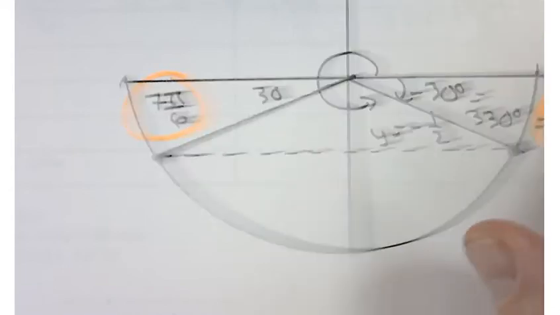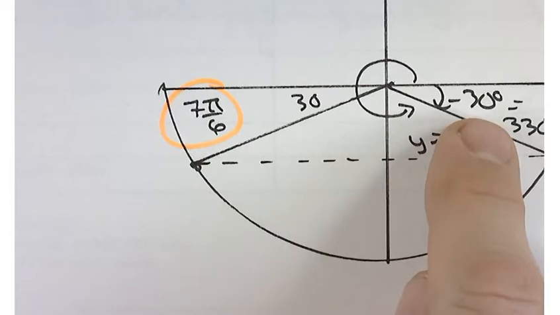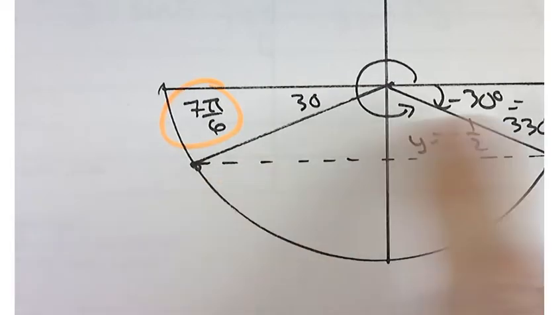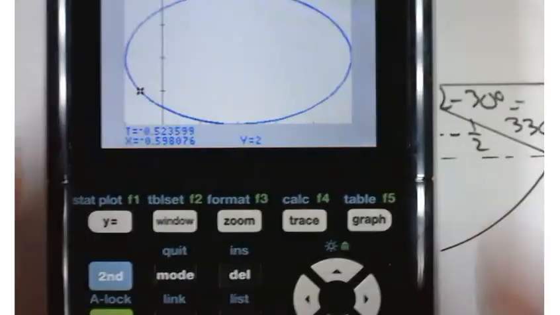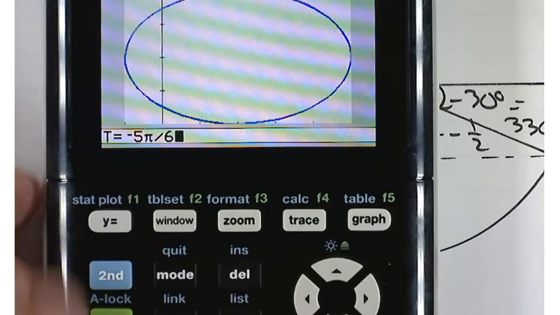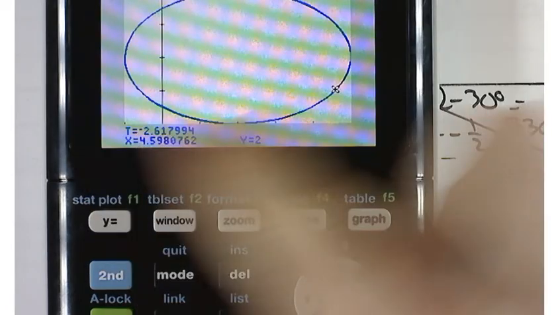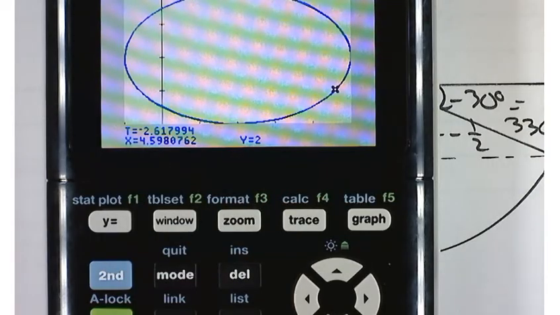Negative 30, 11 pi over 6, 7 pi. Oh wait. All right. Yeah, so if we wanted it to work in a different way, we'd have to use negative 5 pi over 6. So let's try that one. Negative 5 pi divided by 6. That should bring us over here, and it does. But it only works now because I increased the size of my window.